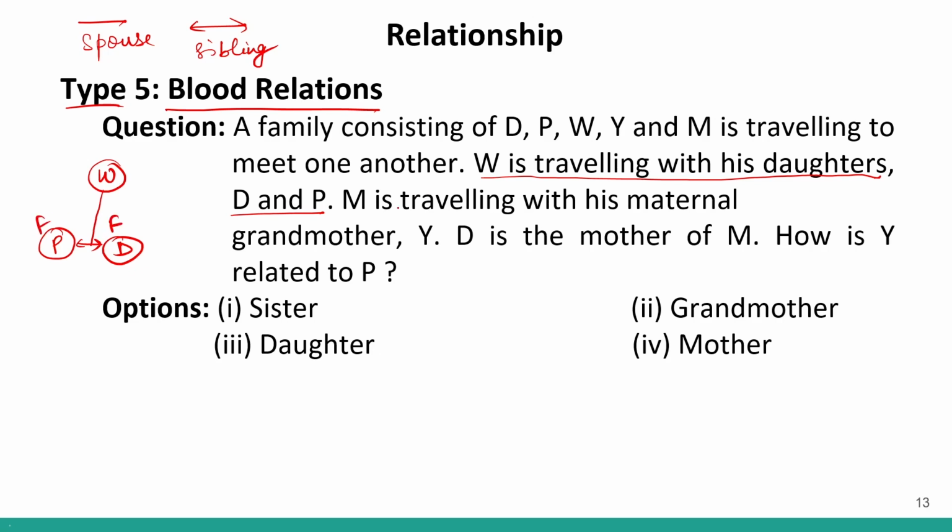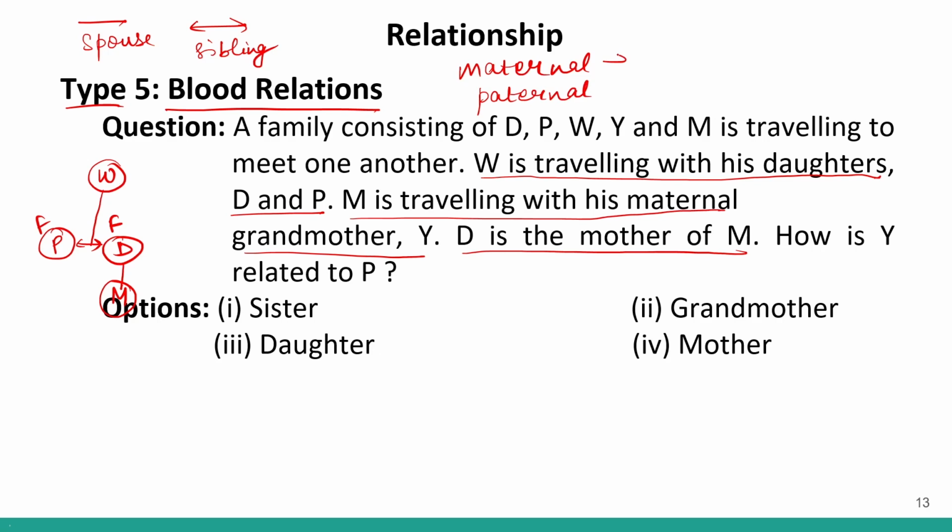Now, M is traveling with his maternal grandmother Y. Let us hold this information. D is the mother of M. So, if D is the mother of M, that means M will come over here. D is female, M's gender is not known, right? M is traveling with his maternal grandmother. So, now we have a word maternal, and another word is there, paternal. What do you mean by maternal? Maternal means mother's side. So, maternal grandmother means mother's mother, right?